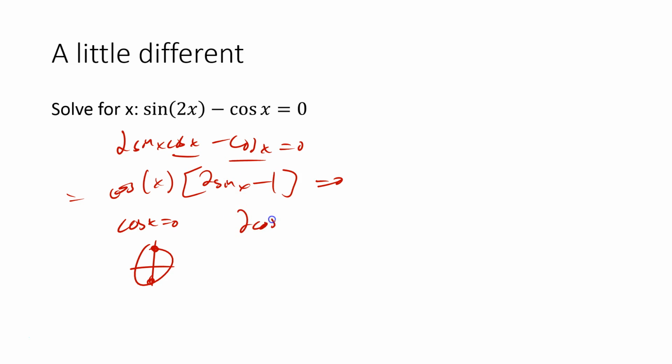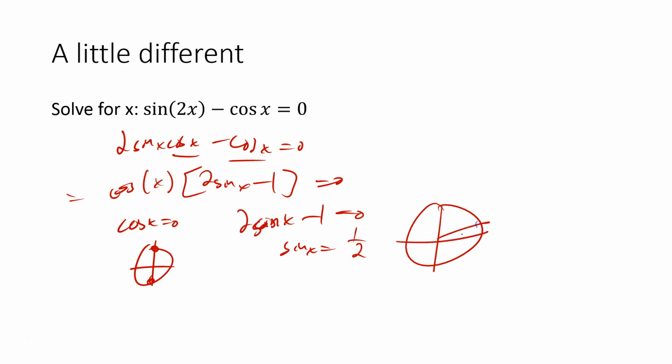Or 2 sine x minus 1 could be 0. So in that case, sine would be 1/2. Sine is 1/2 here and here. So that is pi over 6 plus 2 pi n, and over here would be 5 pi over 6 plus 2 pi n.